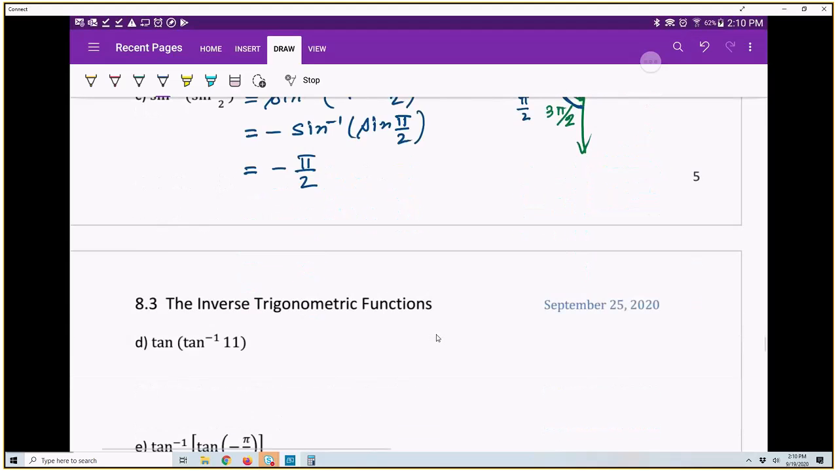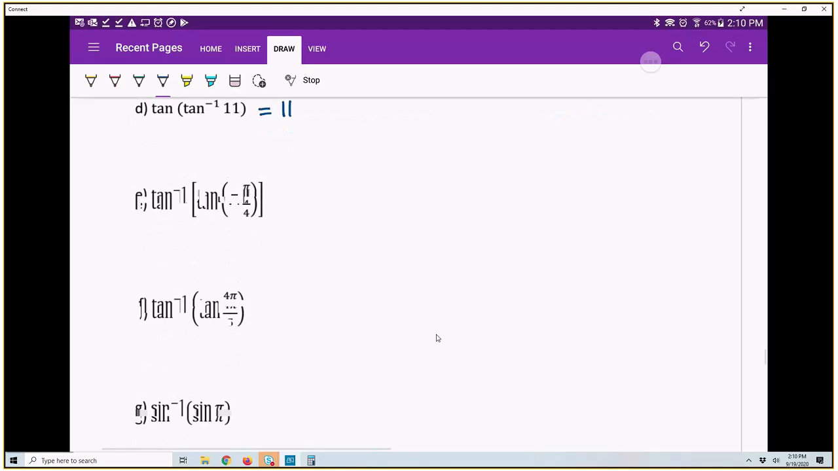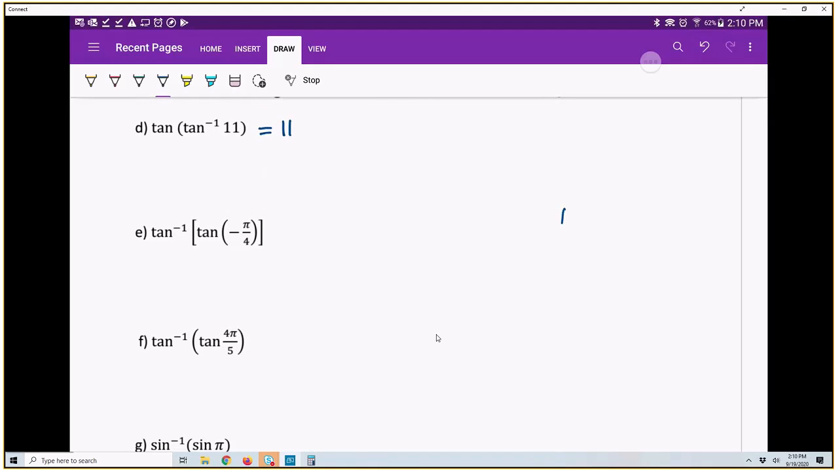Okay, let's do a couple more. Tangent of tangent inverse of 11. This is the situation that is always going to cancel, and it will be 11. But tangent inverse of tangent of negative pi over 4 is something that I should be careful about. Think about negative pi over 4. It is already in the negative direction and in the fourth quadrant. So we are good. We can cancel tangent inverse and tangent and get negative pi over 4 as the answer.